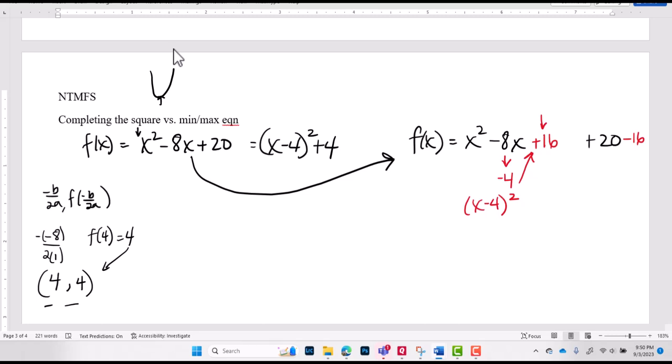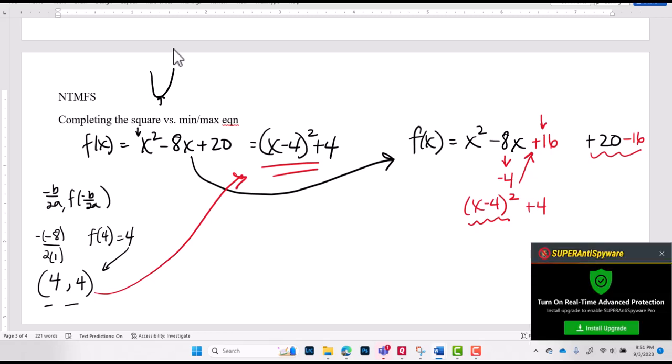But what I'm going to do is this 16 has helped create my binomial squared, and this one I'm simply going to combine, and I'm going to get plus 4 on the outside, which is what we got when we put our vertex directly into the vertex form of the equation.